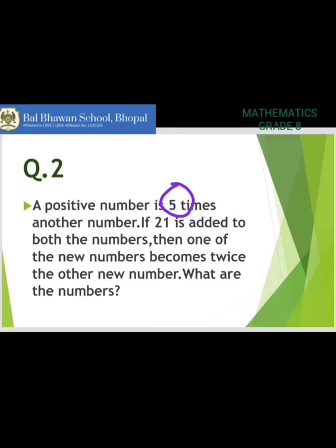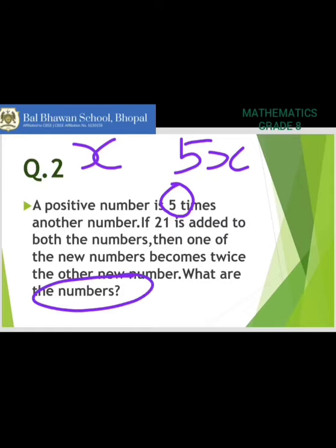It means that if one number is x, then the other number is 5 times that number. If 21 is added to both the numbers, then one of the new numbers becomes twice the other new number. So we have to add 21 to both of these numbers, and then one of them will become twice the other new number. We have to find the missing two positive numbers. Let's see, students, how can we go about it?